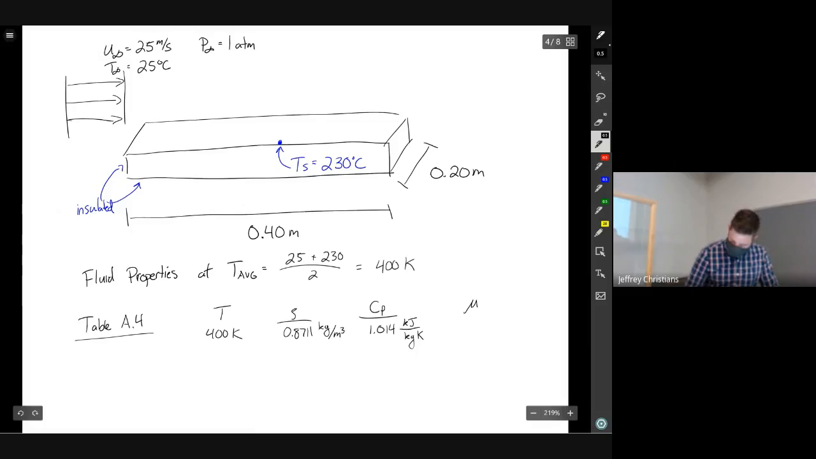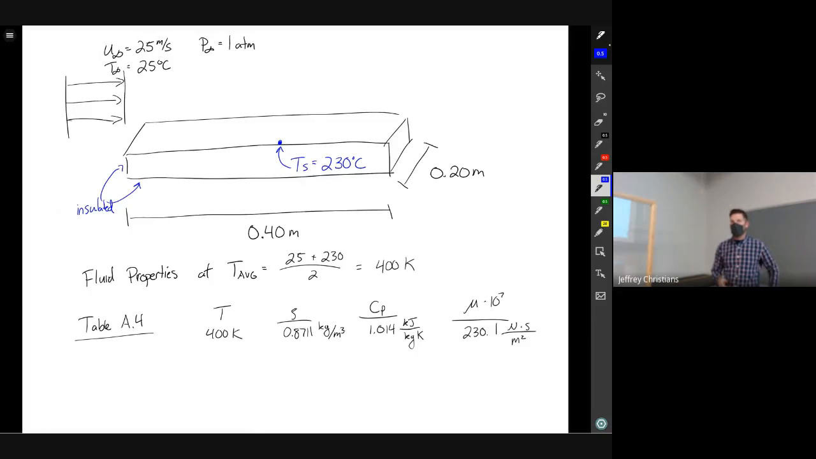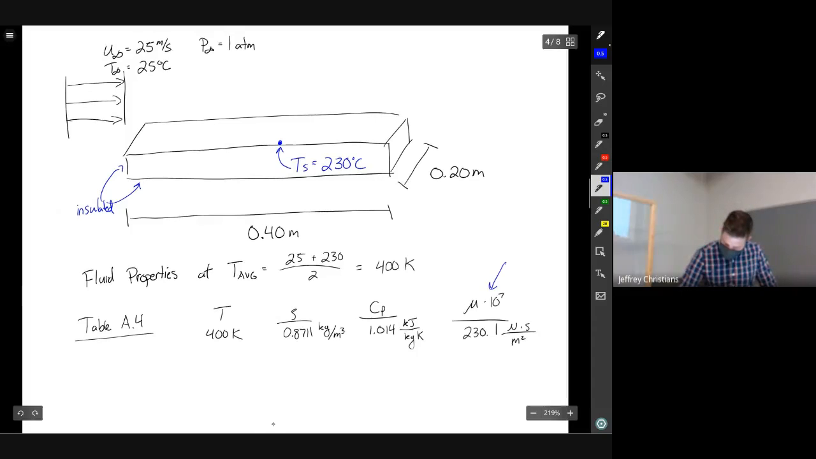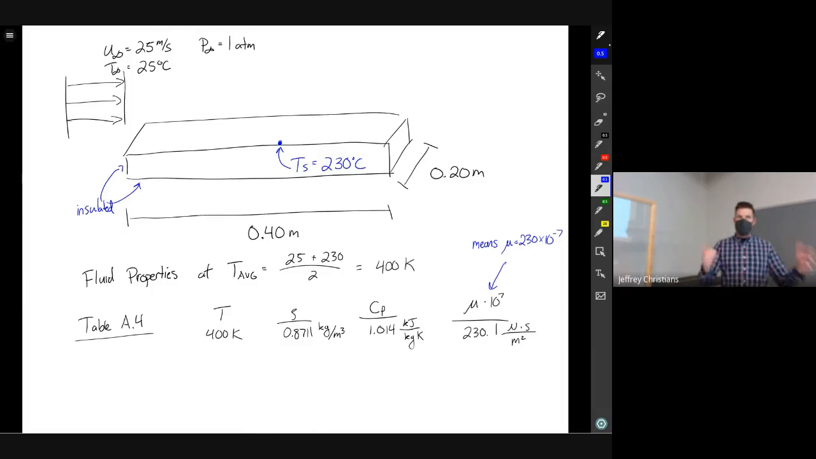And then they always do something like this. They would write it like this: mu times 10 to the 7 is 230.1 Newton second per meter squared. Just as a note, this is how our book writes it. This means mu is 230 times 10 to the negative 7. If we were to take the viscosity and multiply it by 10 to the 7, you'd get 230. There are different ways to write things for tables like this. This is how our book does the property tables in the back, so you don't get confused on that.